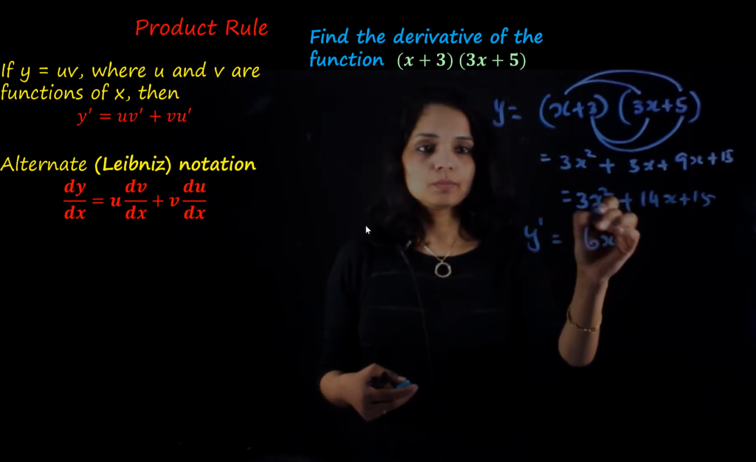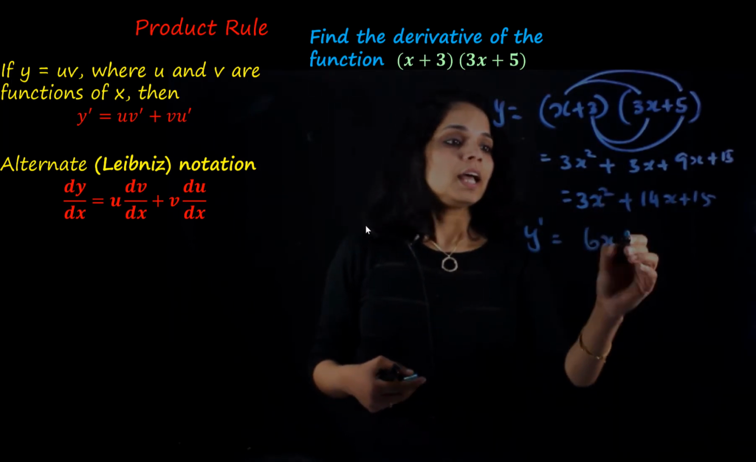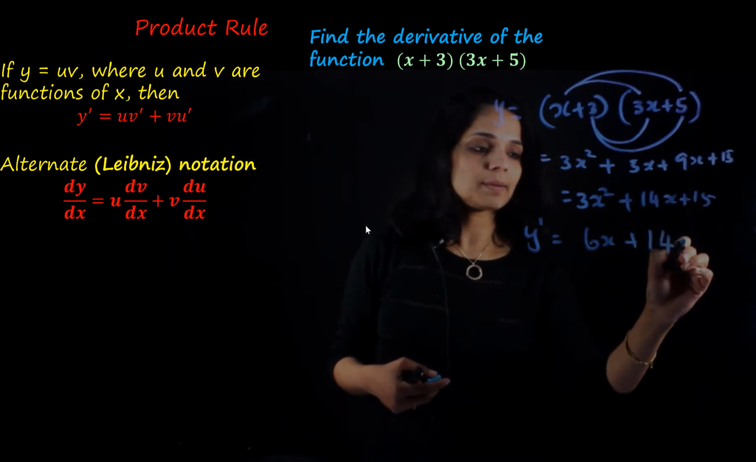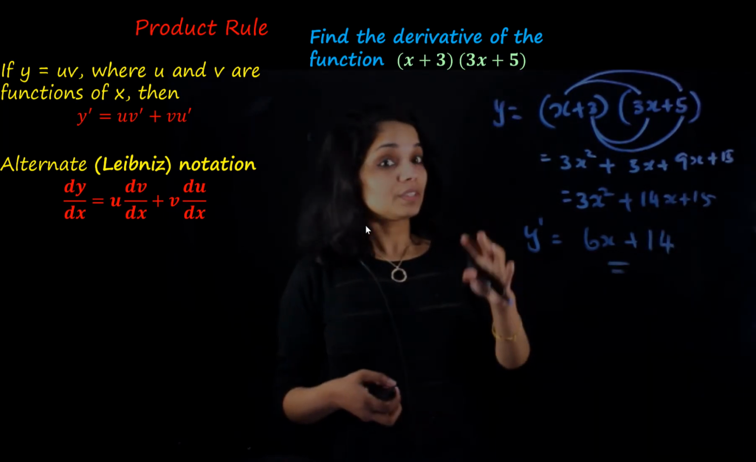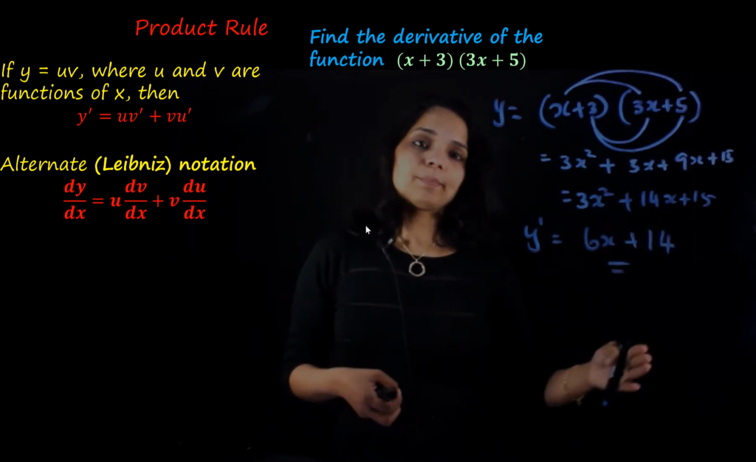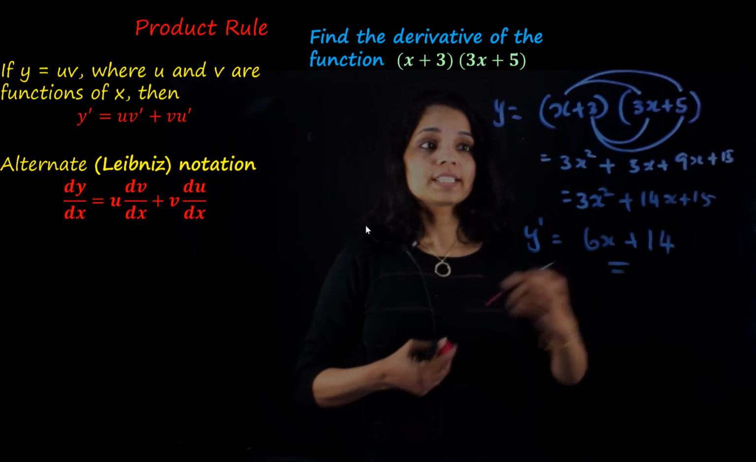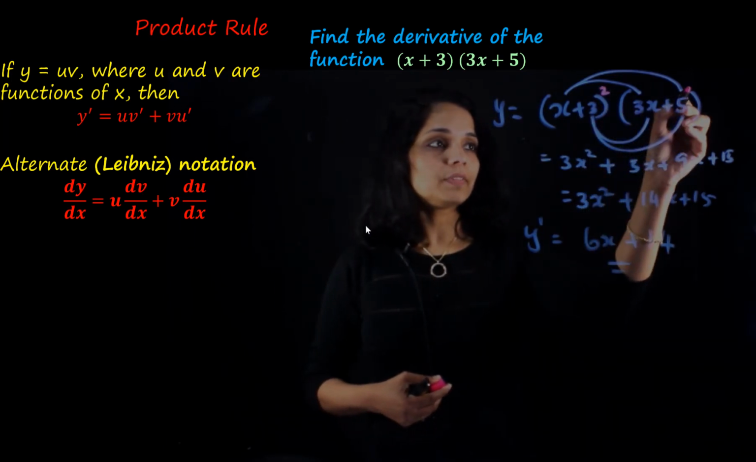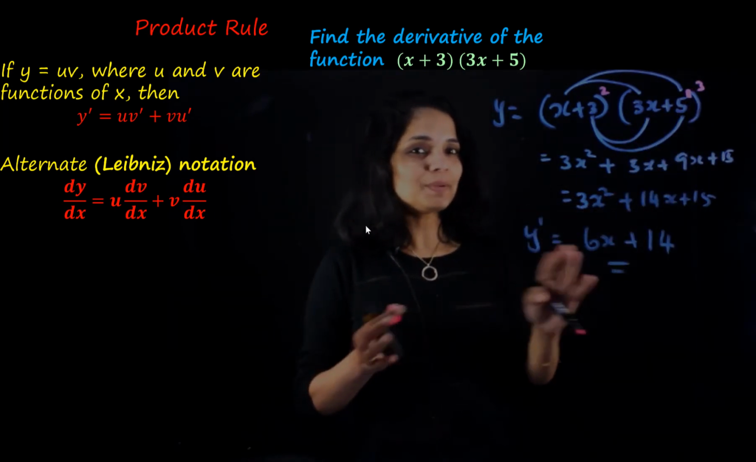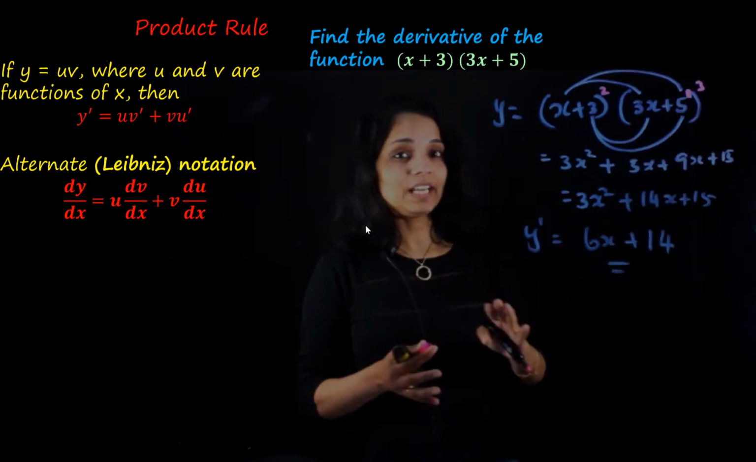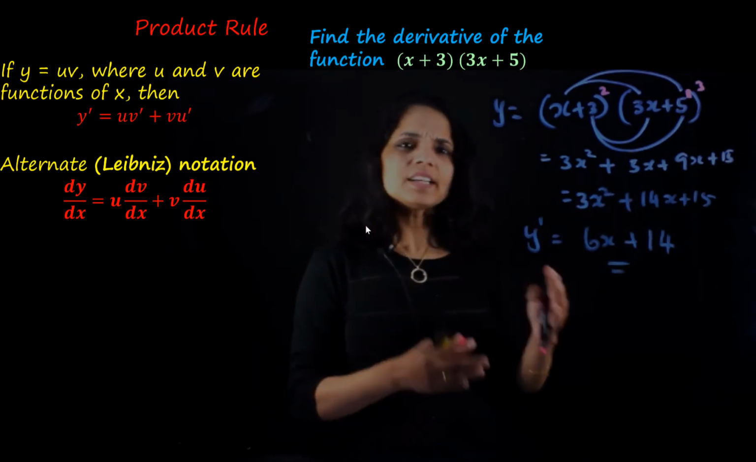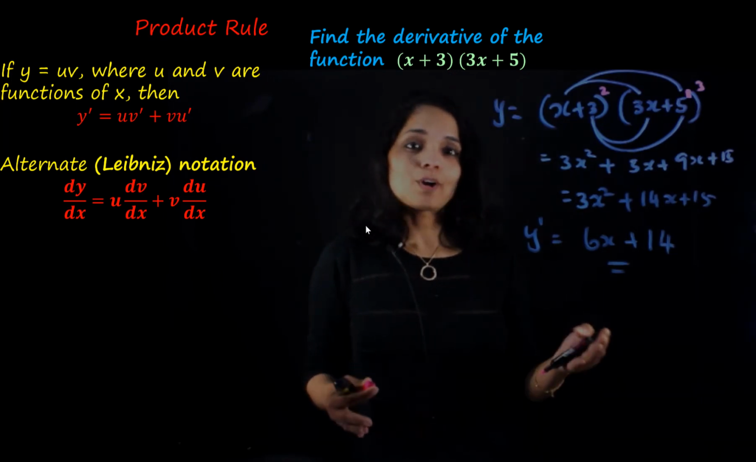6x using the power rule, plus 14x, the derivative is 14, and the constant term has the derivative 0. So this is the derivative. This can be done by expanding and then differentiating term by term. This is not always useful. For example, if you had a power here and a power here, then the expansion is a little bit tedious, and this method becomes very ineffective as the power becomes greater and greater. So we need a different method, and that's what the product rule offers.